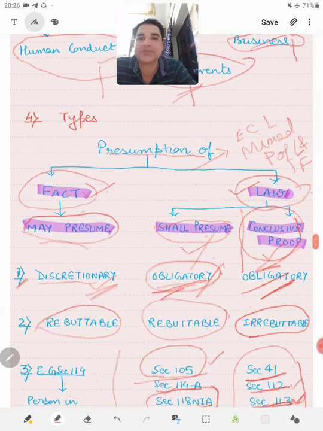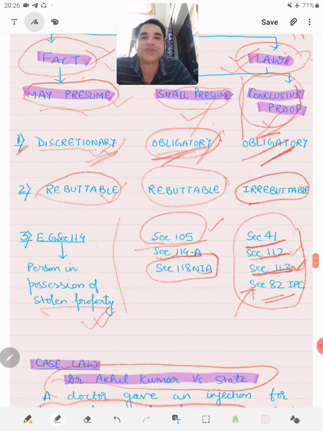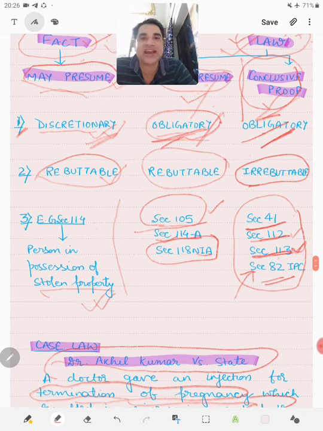There are two types of presumption: presumption of fact and presumption of law. Presumption of fact is may presume, and it is discretionary and rebuttable. Presumption of law may be either shall presume or conclusive proof. Shall presume is obligatory and rebuttable, while conclusive proof is obligatory but irrebuttable.